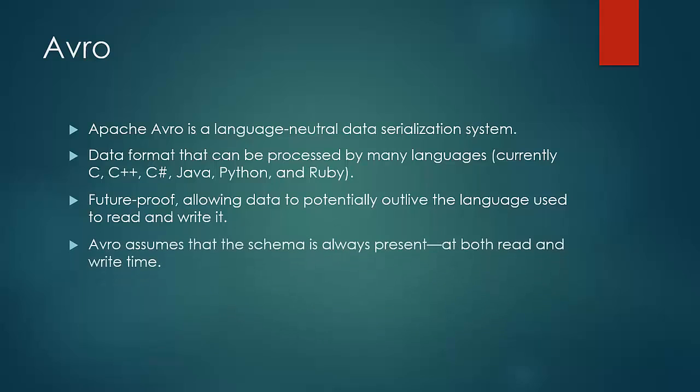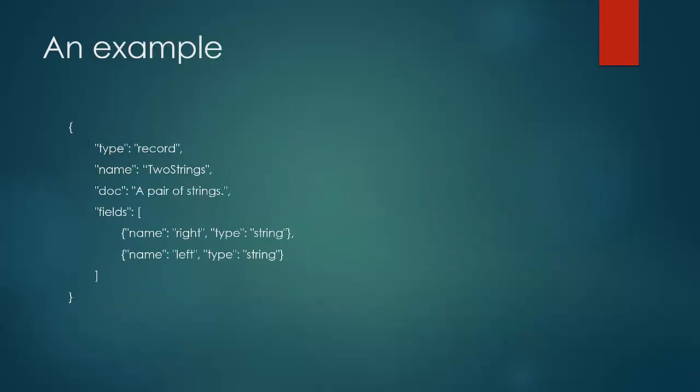Again, the important principle is the same. Avro assumes that the schema is present both at the time of read and write. Avro schemas are written in JSON. This is an example of how a schema is declared in Avro. This contains the fields and the name and the type of the fields. The schema needs to be declared in the reading and the writing programs.